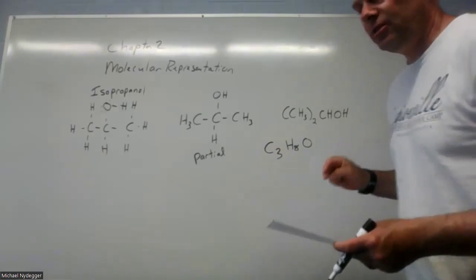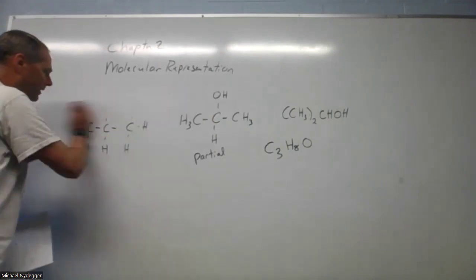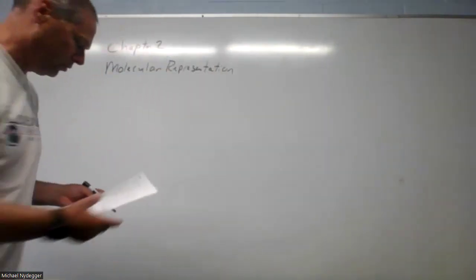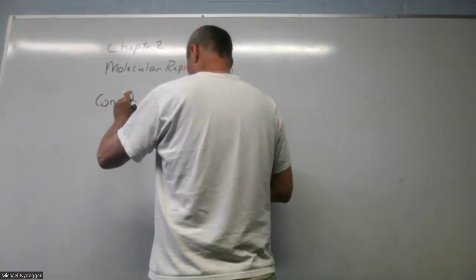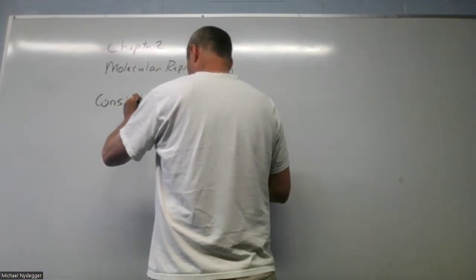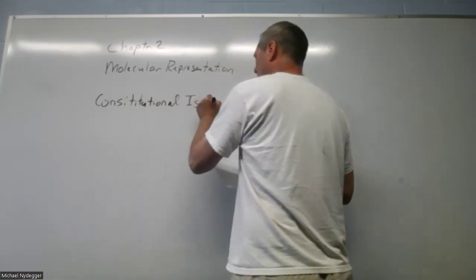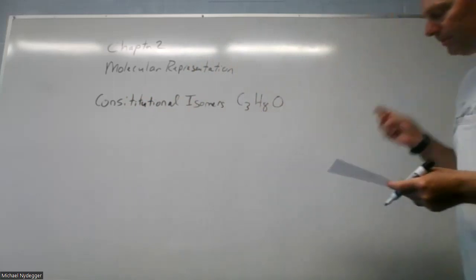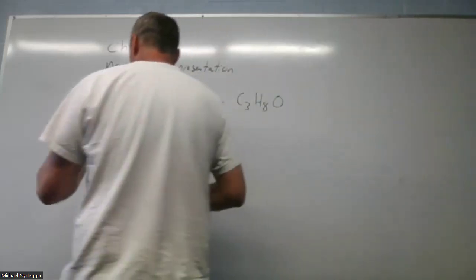Now, last week, I asked you to come up with the constitutional isomers. I should write the constitutional isomers for C3H8O. I have to write the three constitutional isomers for this. One of them is going to be that isopropanol.